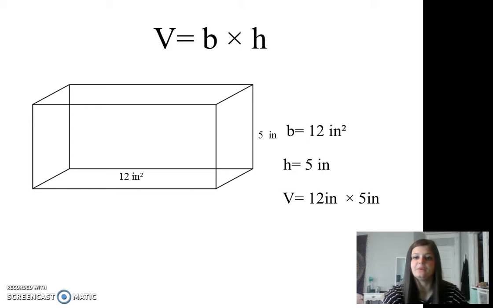So volume equals 12 inches squared. We need to add this squared in here. Volume equals 12 inches squared times 5 inches. And then we multiply those together to get volume equals 60. And then we need to put our units, so 60 inches cubed. So our final answer there is 60 inches cubed.